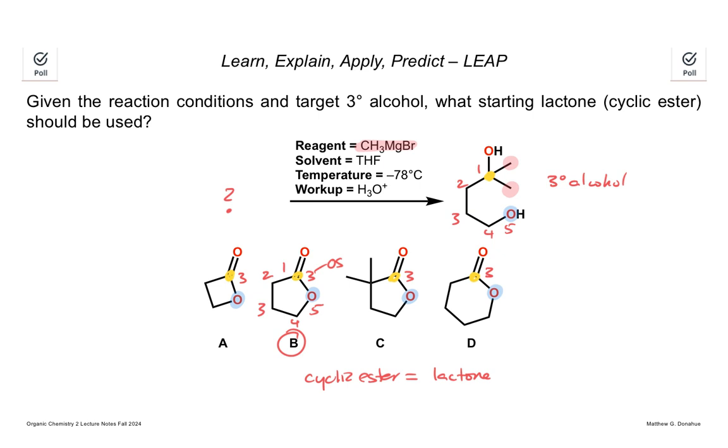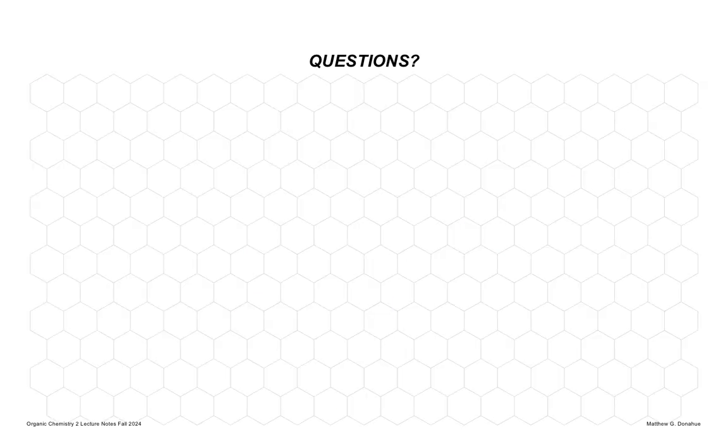So esters, whether they're acyclic or cyclic, if you see the same substituent, it's been added twice. Any questions?